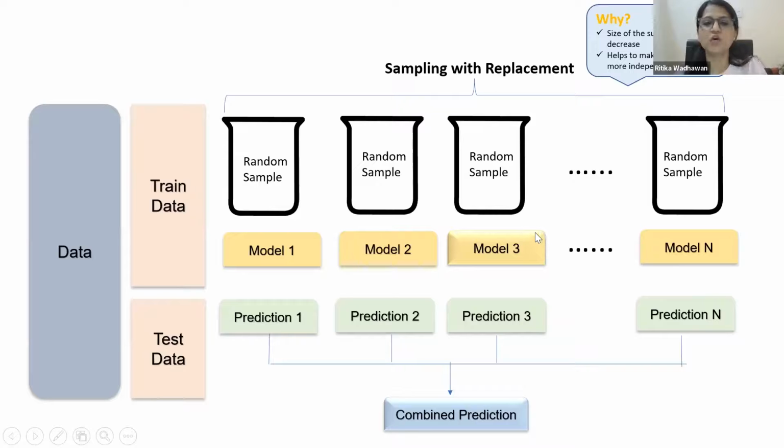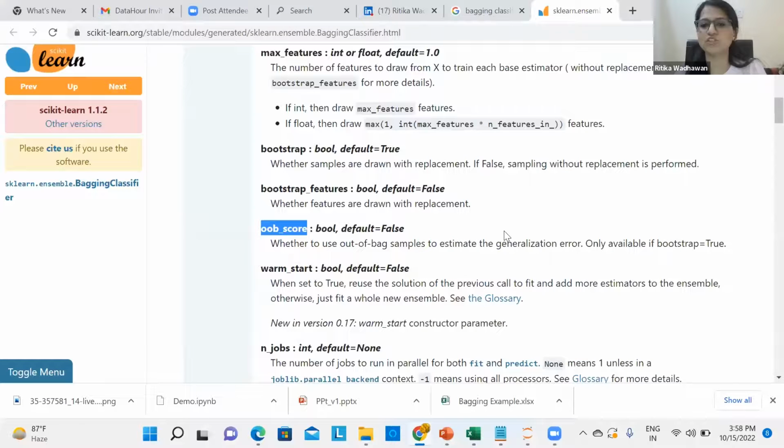All right. So if you set this out of bag score as true, the out of bag sample is used to estimate the generalization error, and it can further enhance the model performance. So this is one of the coolest hyperparameters that one could use. Yeah, these are all of them.